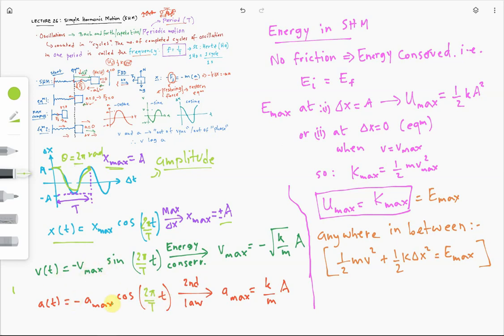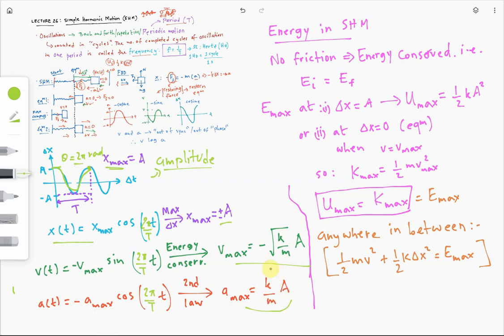But what is Vmax and what is Amax? Vmax can be found by using energy conservation, which we will shortly look at, and Vmax turns out to be this expression right here. Vmax depends on k, the spring constant, m, the mass of the block, and A, the amplitude. And Amax means the acceleration depends on some maximum acceleration, which is found using this equation, dependent on k, m, and A.